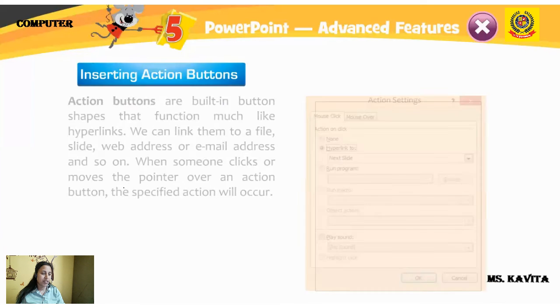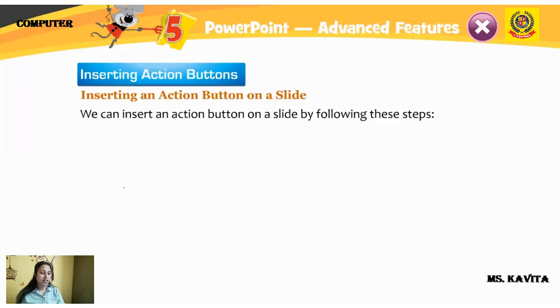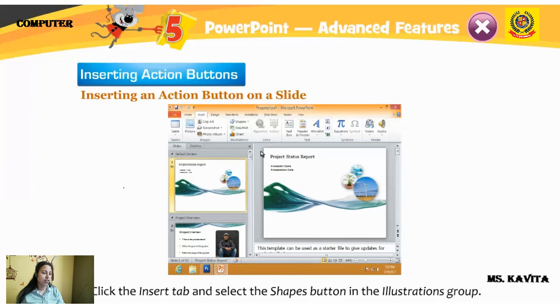Now different shapes will appear. Select the desired action button from the bottom section of the shapes. So the action buttons are in the bottom section. Click on the slide at the desired place.